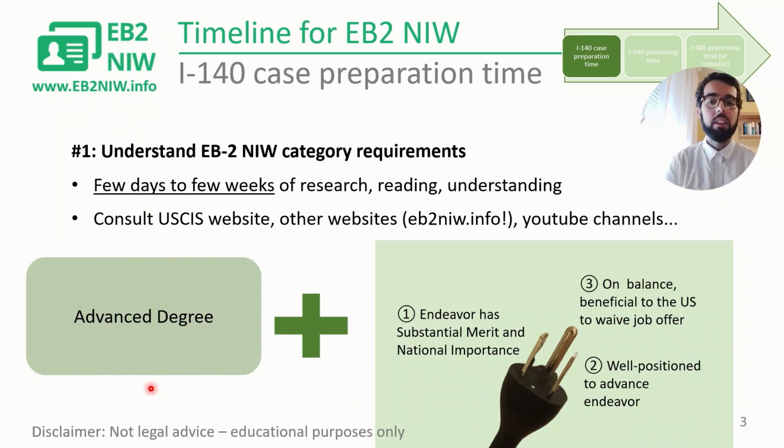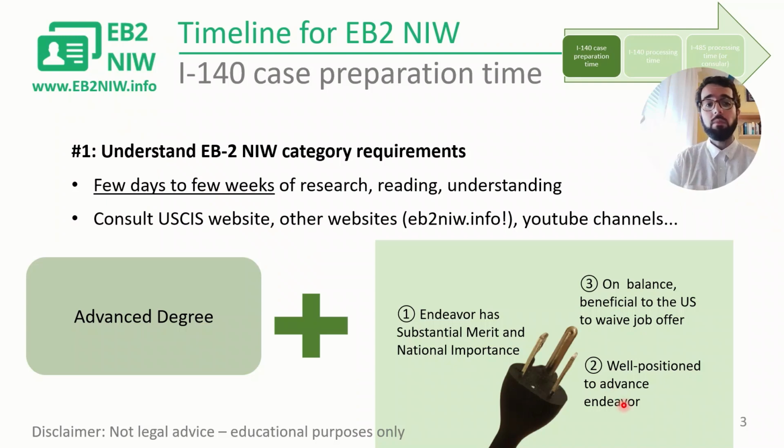You have to have an advanced degree, or if you don't have it, you have to show progressive experience in the field. And almost or more importantly, you have to meet the three prongs of the Dhanasar rules. One is that you have to have an endeavor that has substantial merit and national importance. Two, you have to prove that you are well positioned to advance your endeavor.